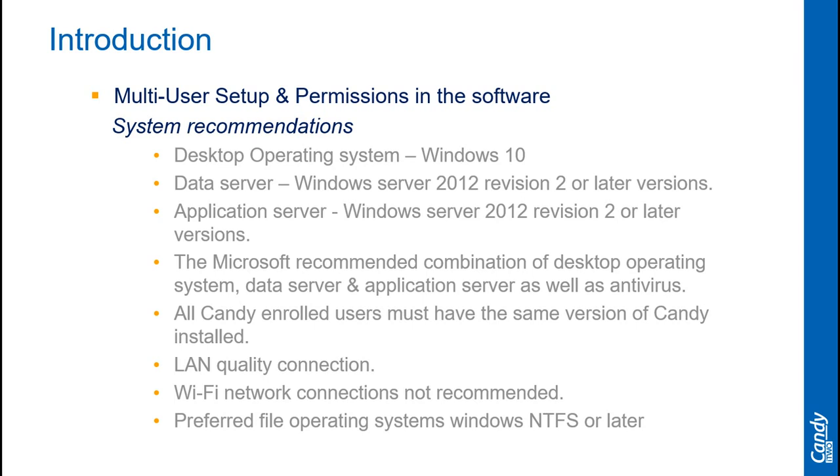It's very basic. We would recommend that all machines where Candy is installed have the Windows 10 operating system. The data server, where the shared data folder is located, should be running Windows Server 2012 R2 or later versions. Similar configuration for the application server if you've got one. The Microsoft recommended combination of the desktop operating system, the data server, and the application server, as well as antivirus, is recommended.